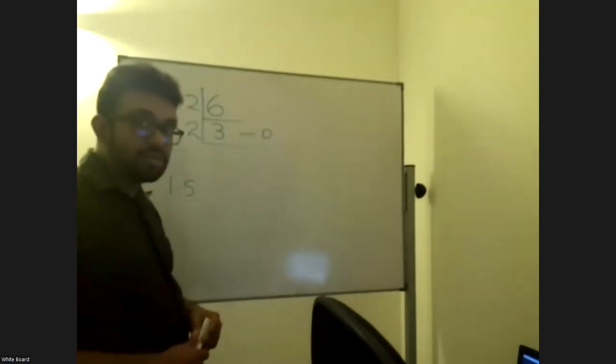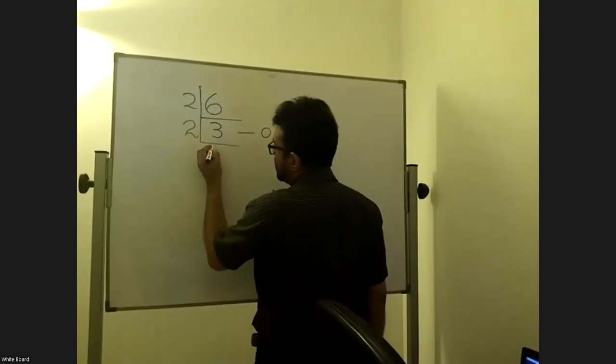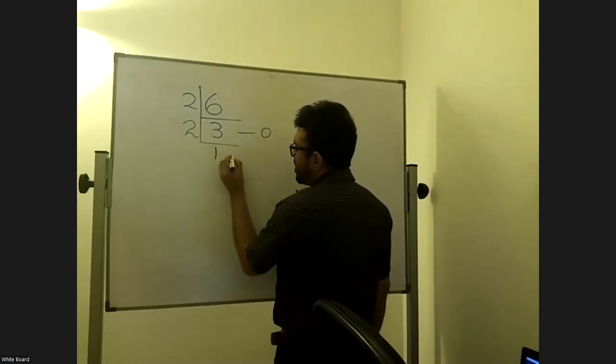But you should not do it like that. We should not use decimal numbers for that. We have to divide it again. Then you get 1 inside this. And there is a 1 remainder.